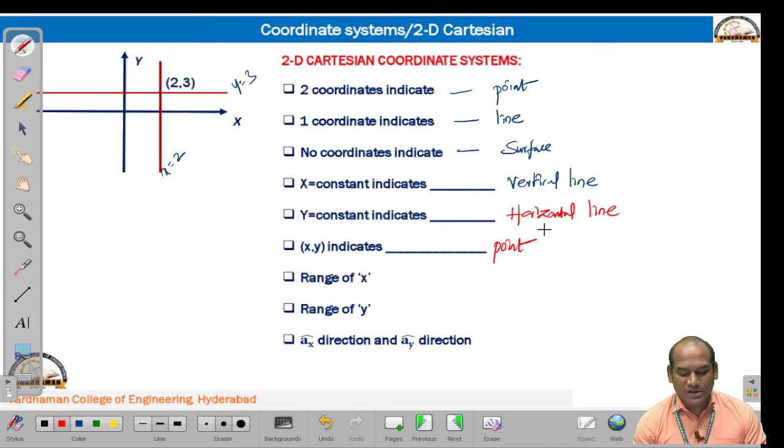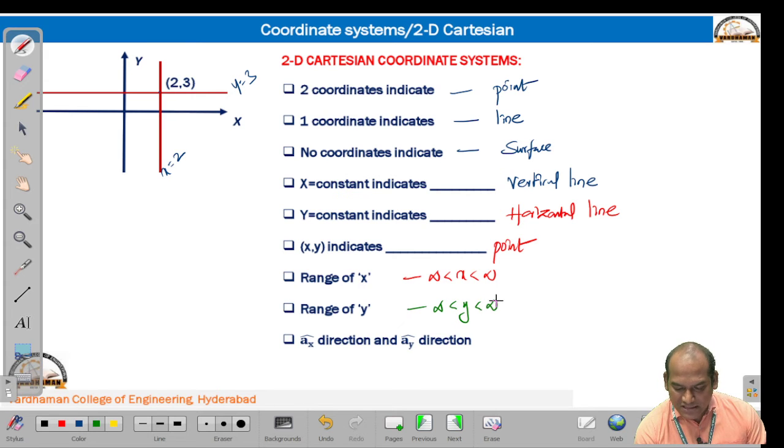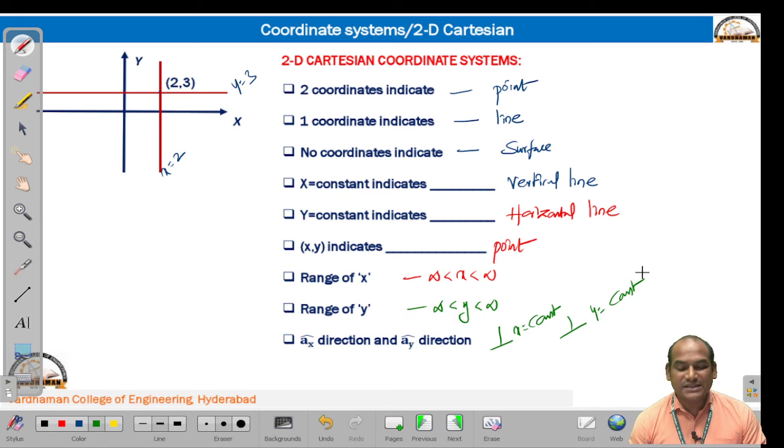What is the range of x? Minus infinity to plus infinity. What is the range of y? It is also from minus infinity to plus infinity. The a_x cap direction and a_y cap direction I have already informed you: the a_x cap direction is perpendicular to x is equal to constant, and the a_y cap direction is perpendicular to y is equal to constant. So, these are the things we have seen in our two dimensional Cartesian coordinate system.